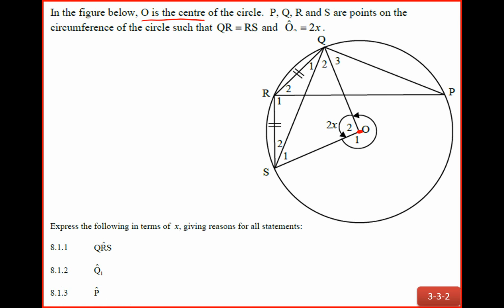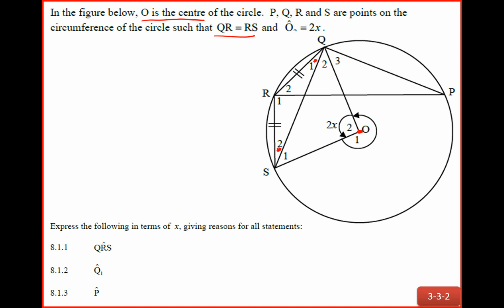So if O is the center, we know we can use angle at the center. We can look for radii and lots of other stuff that pertains to the center of the circle. The question goes on to say that P, Q, R, S are points on the circumference of the circle such that QR is equal to RS. QR, which is marked for us, and that is now an isosceles triangle, which means that S2 would be equal to Q1.